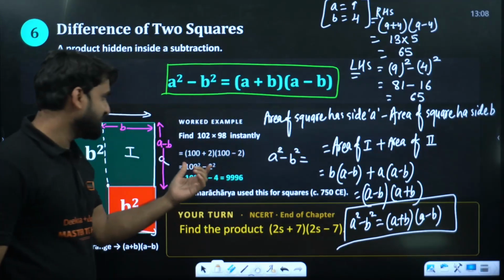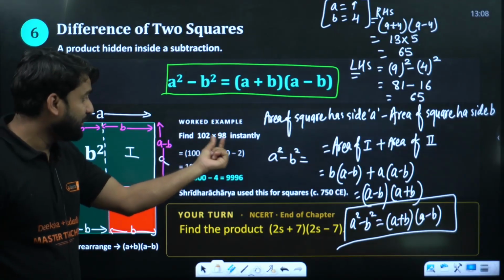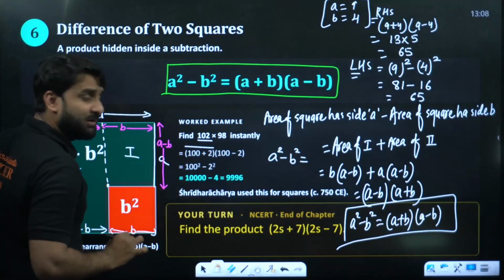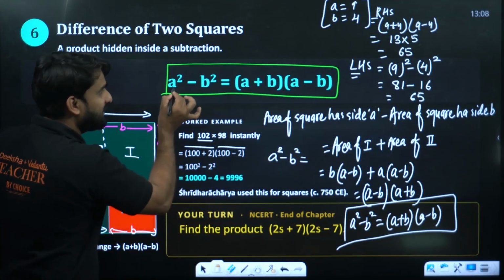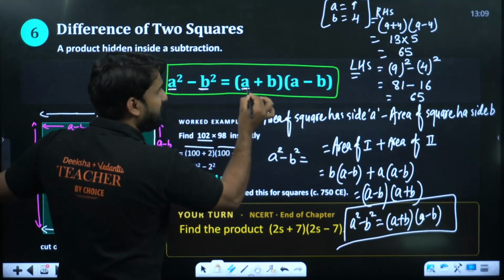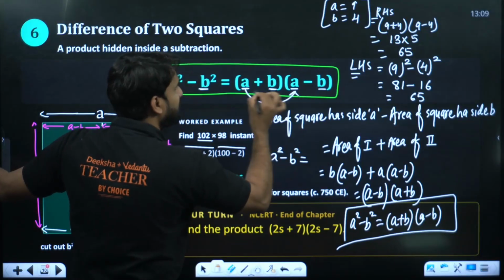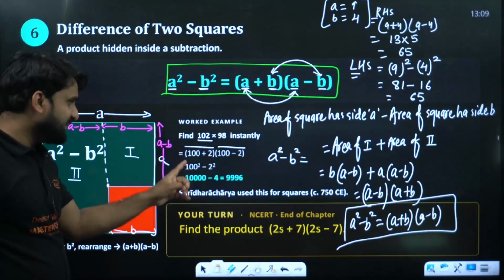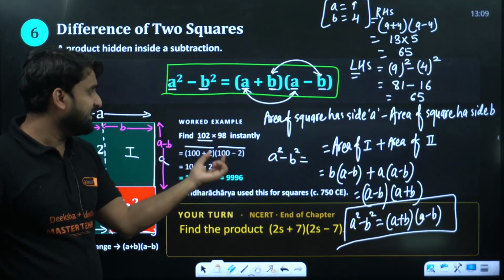Now we have one question here. What will be the value of 102 into 98? So my dear, 102 can be written as 100 plus 2 and 98 can be written as 100 minus 2. The condition is that if you are writing a square minus b square, a plus b and a minus b, they both should be the same. Yes, my dear. So here you can see this is 100 plus 2 and 100 minus 2. It means that this identity is fulfilling here.